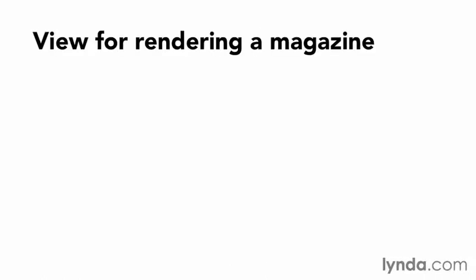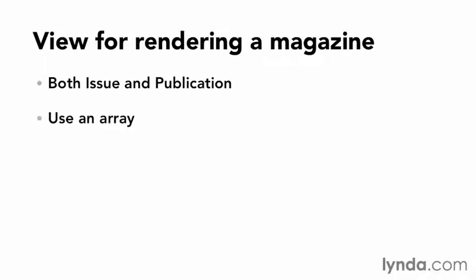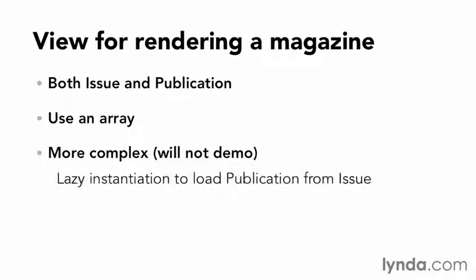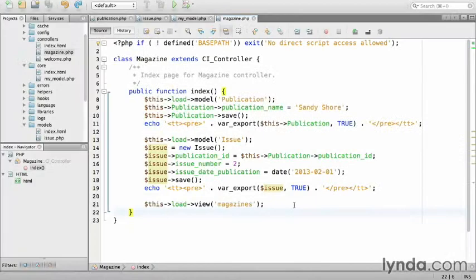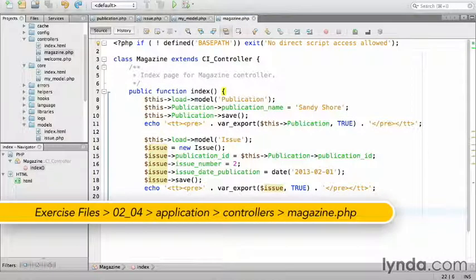Since an issue relates to a publication, I'm going to pass both the issue and the publication to the view, so I'll just use an array. A more complex implementation that I'm not going to demonstrate, but something to keep in mind, would be to use lazy instantiation and actually load the publication from the issue model. I'll keep it simple for now. Switch to the IDE and make sure that you have the magazine controller open.